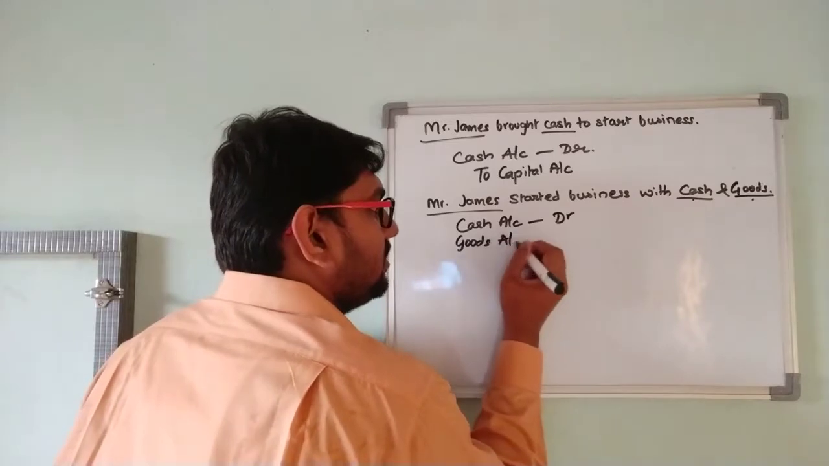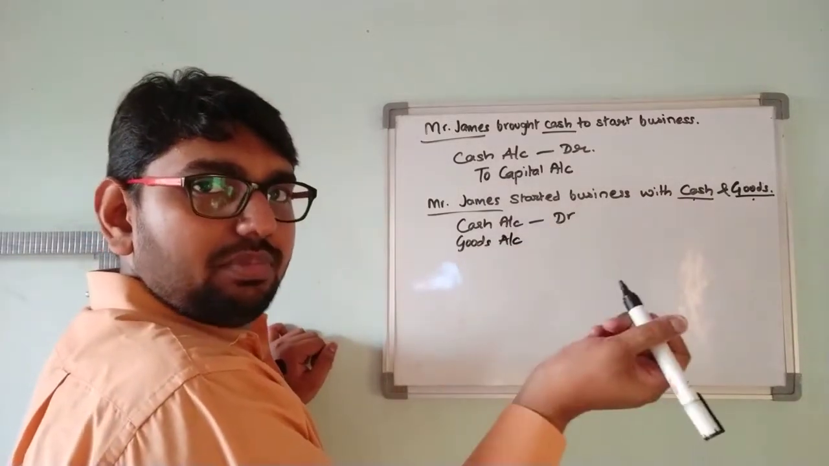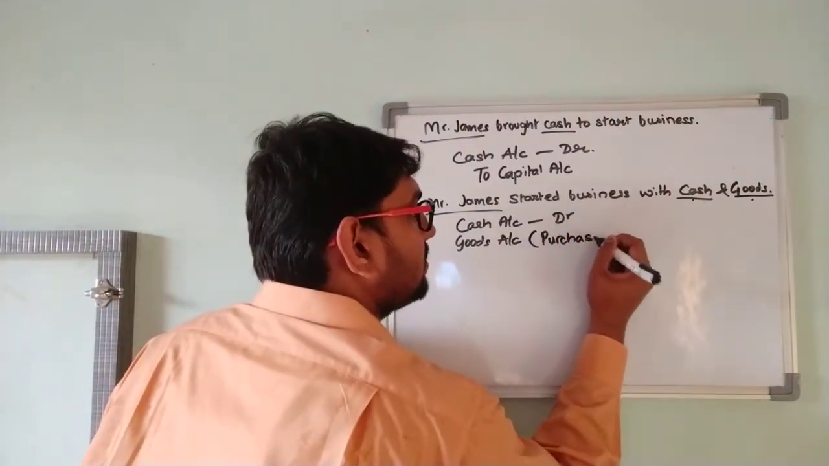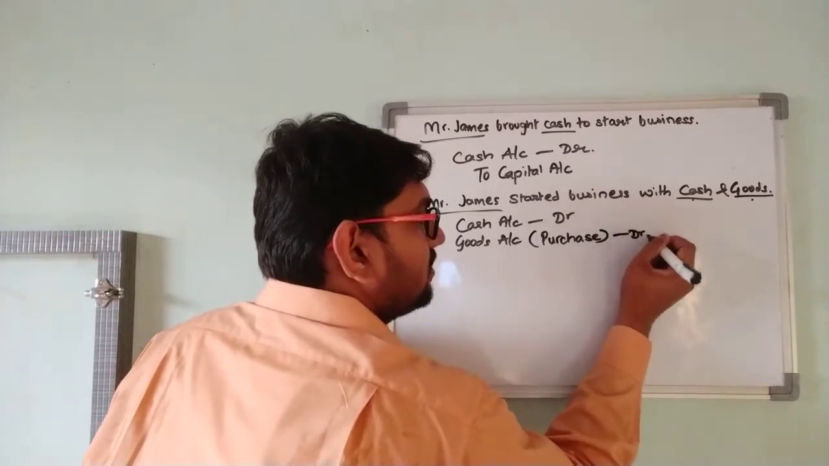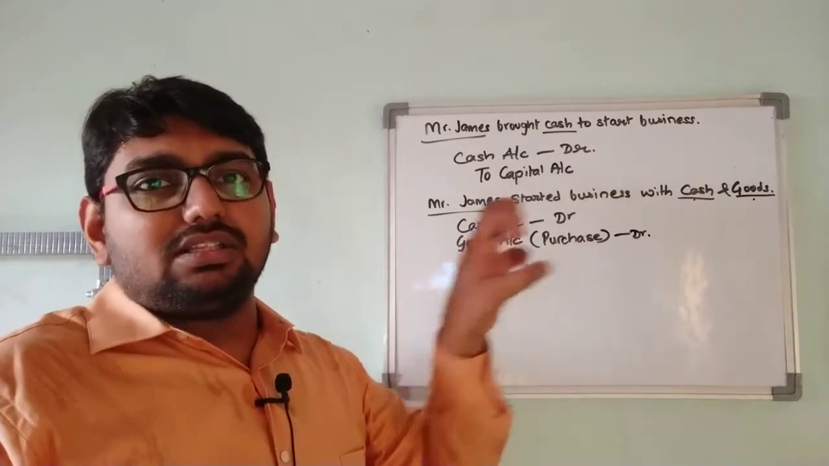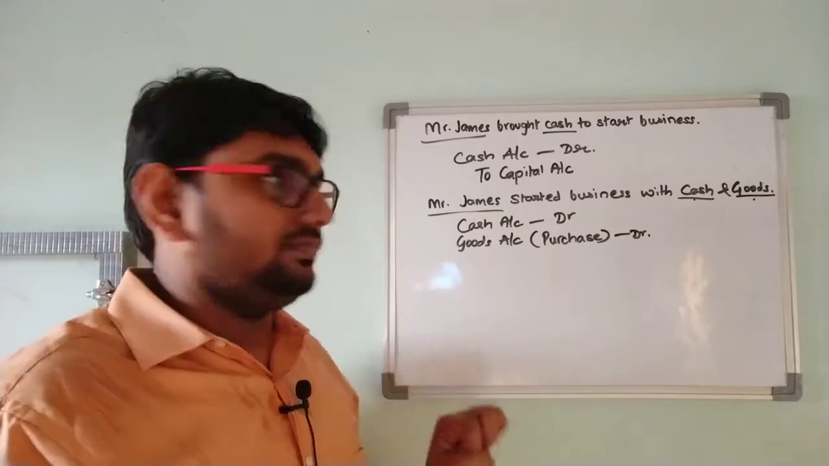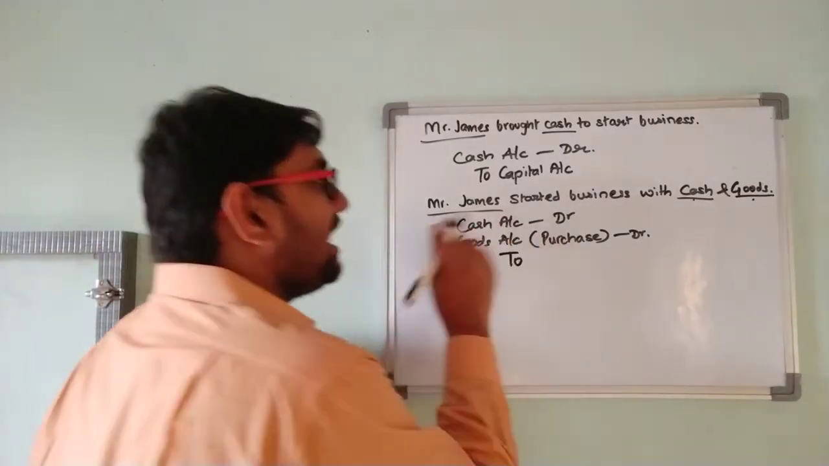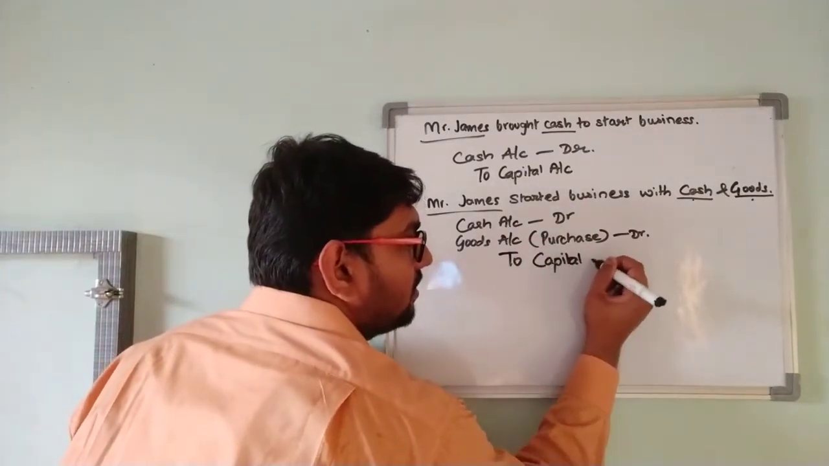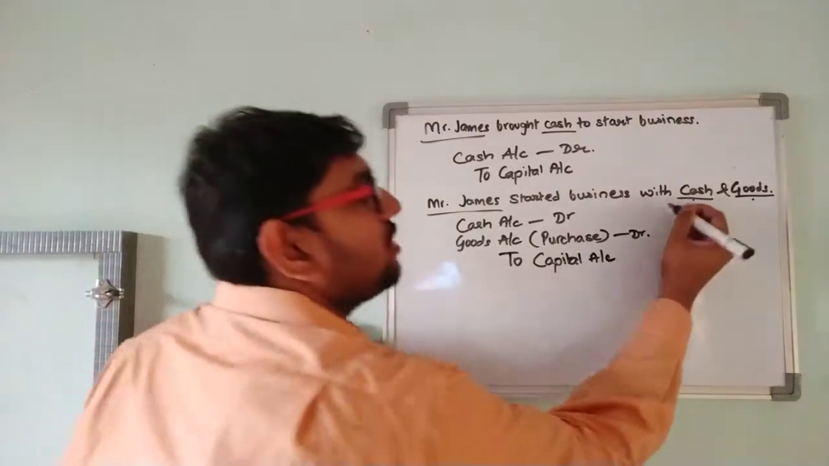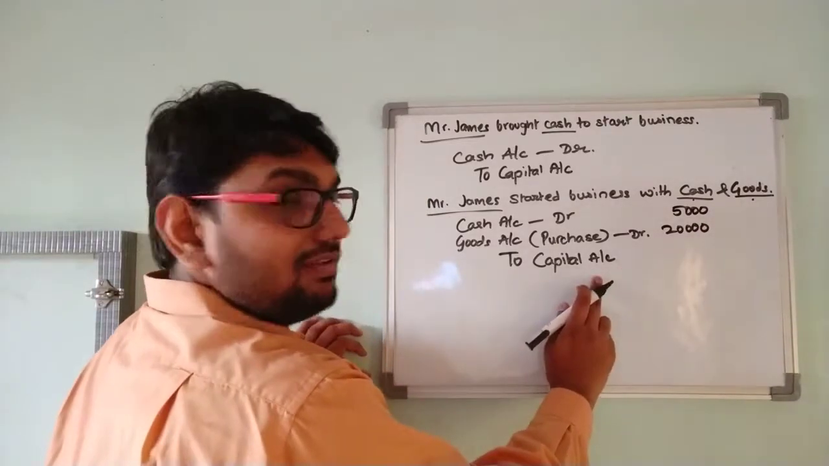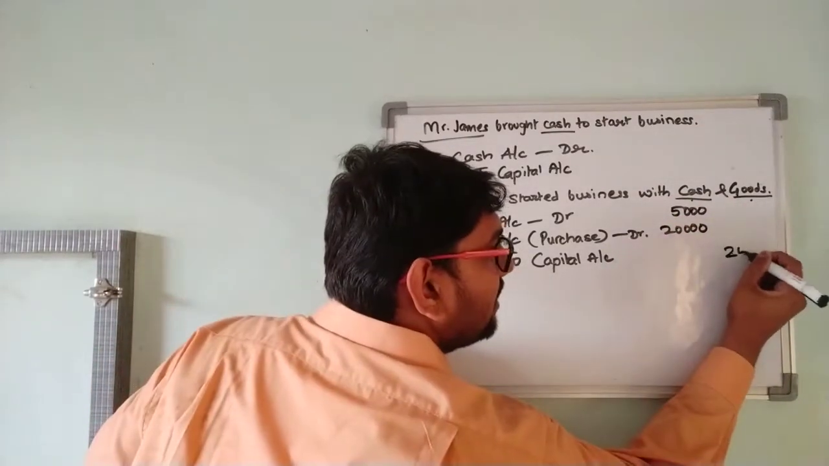account. But as I told you, goods account does not appear in the books of accounts. So I will be writing purchase. Now why did I write purchase account over here? Because the goods are as good as purchased from the owner of the business. And to, again I cannot write Mr. James' name, so I am going to write to capital account. So let us assume the cash was 5,000 and the goods were 20,000. Then my total capital will be 20 plus 5, that is 25,000.